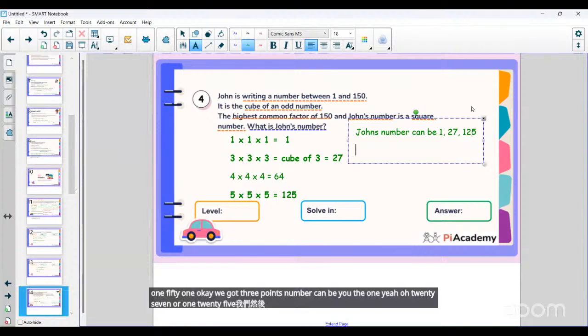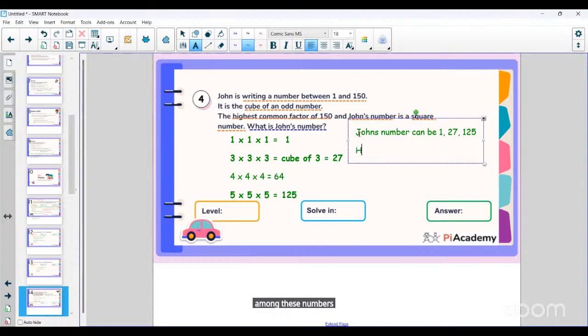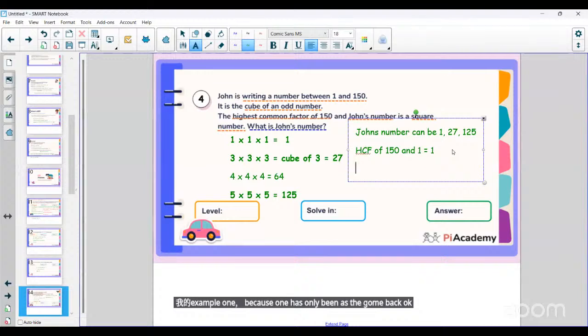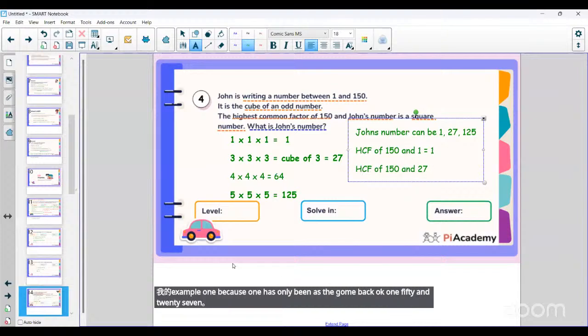Now, among these numbers, what is the HCF of 150 and 1? It's simply 1, right? Because 1 has only 1 as the common factor. What is the HCF of 150 and 27? Let us quickly determine this.